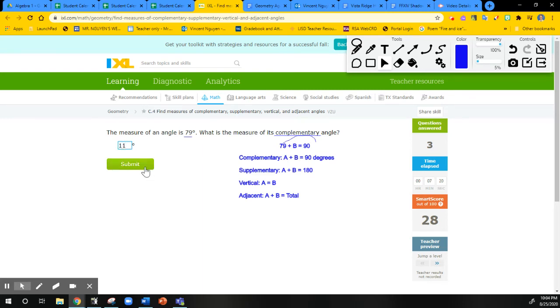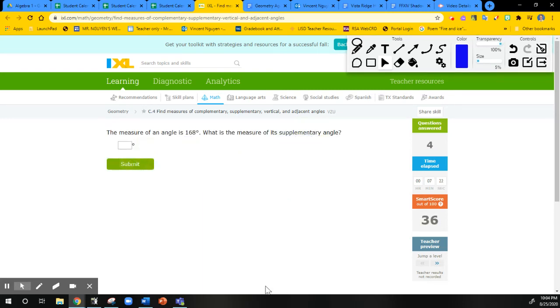11 degrees. Submit. Okay. This one is supplementary. Oh, I just deleted that. Sorry about that. I just want to delete this right here. I don't want to delete everything. I want to delete that.